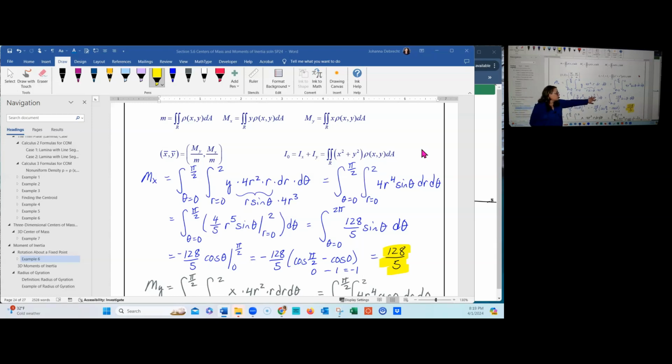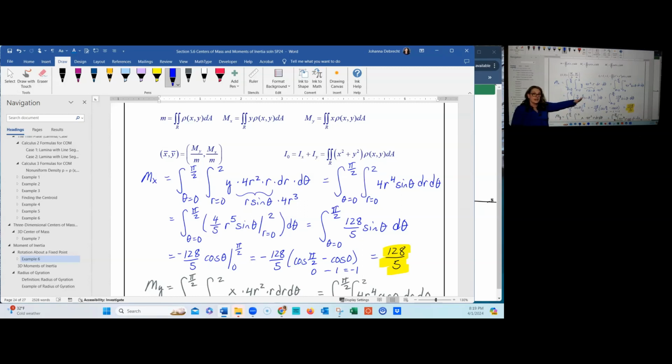evaluate from 0 to 2 for r, and that gives me 128/5 sine theta, d theta, between 0 and, looks like I wrote 2 pi up here. I'm not sure where the 2 pi came from. That should be pi over 2. I think I was just writing and not thinking. So the next step is going to be to integrate with respect to theta.